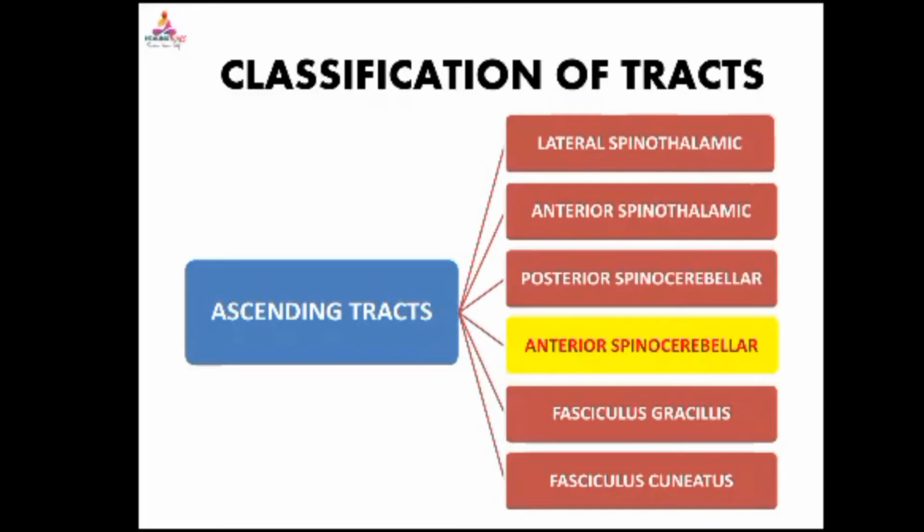Next is the anterior spinocerebellar tract. That's also located in the lateral white column, originates from the posterior horn cell of the spinal cord of the same side and terminates in the cerebellum. Function is unconscious kinesthesia.